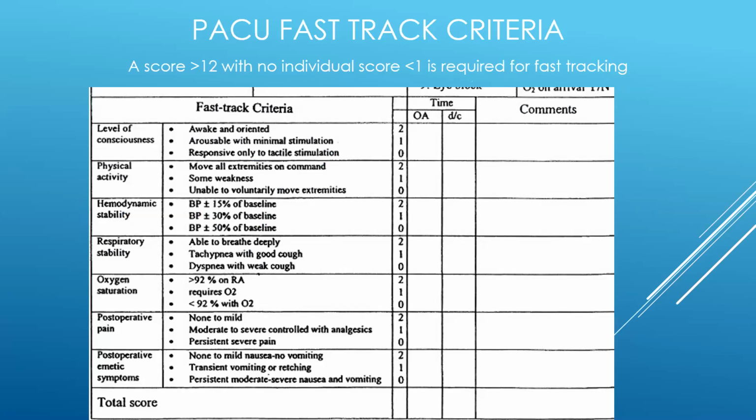This is the PACU fast track criteria. They look at these 7 criteria, and these are assessed on the patient at the conclusion of the surgical procedure while the patient is still on the operating room table and the dressing is being put on. You assess their level of consciousness, physical activity, hemodynamic stability, respiratory oxygen saturation, postoperative pain, and nausea and vomiting. If a patient gets a score of greater than 12 with no individual score below 1, they are a candidate to be fast-tracked through the PACU.